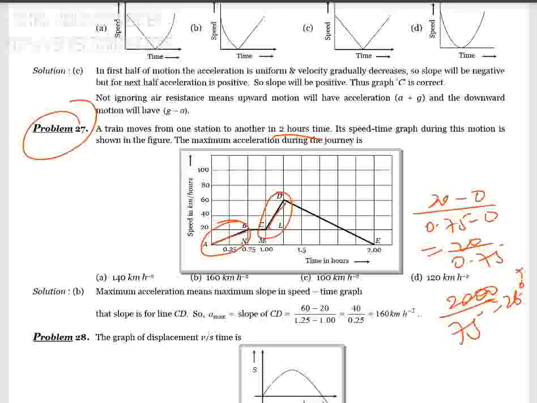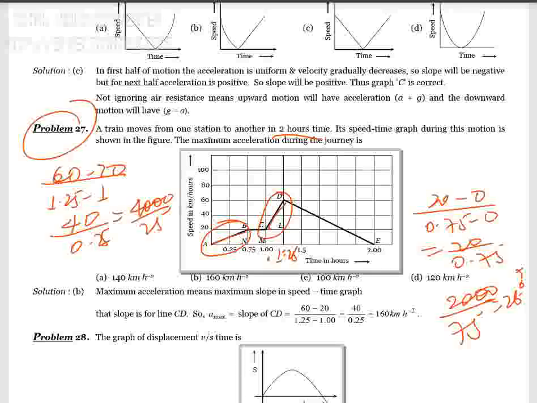For the second segment, this one is 1 hour, and at this point is 1.25 hour. The speed goes from 20 to 60. Therefore, 60 minus 20 divided by 1.25 minus 1. This makes 40 divided by 0.25, which is equivalent to 4000 divided by 25. And finally, you will get 160 kilometer per hour square.